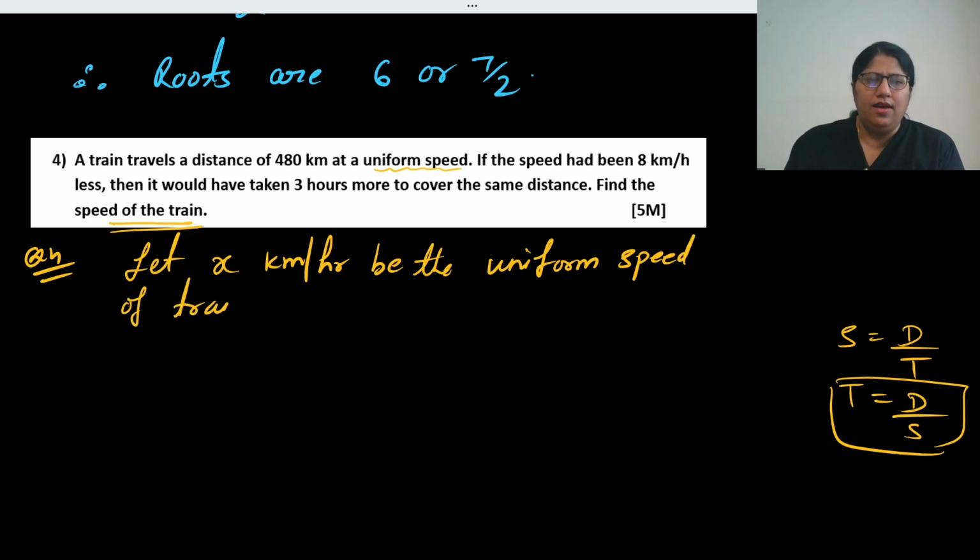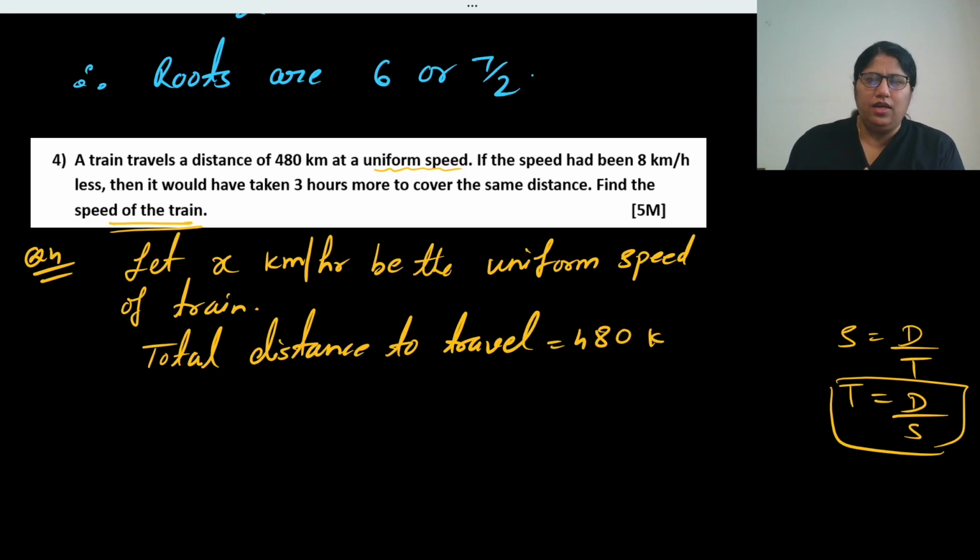Now, other than that, what is given here? Total distance to cover is given as 480 kilometers, right? Now here, how much time will it take? Because there are two speeds. One is the initial speed, which is x kilometers per hour, and then when the speed is less, it takes 3 hours more, because automatically when speed is reducing, time taken will increase.